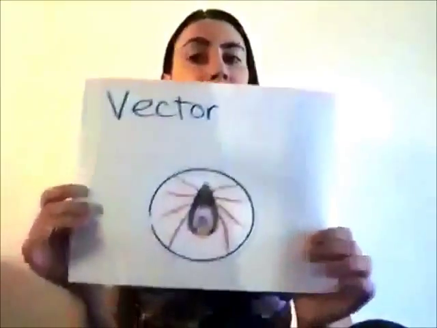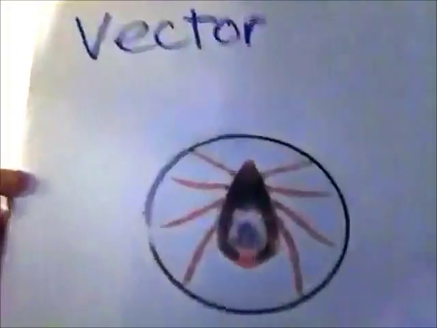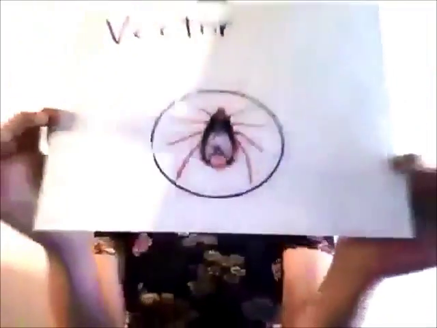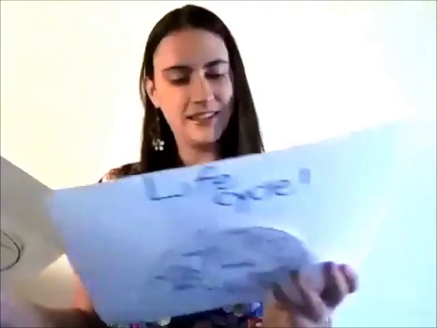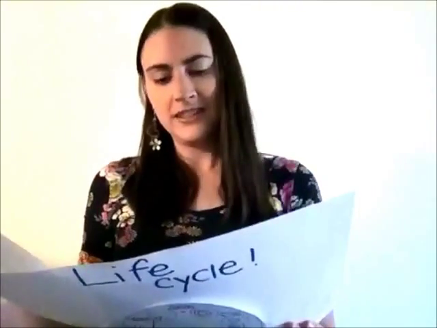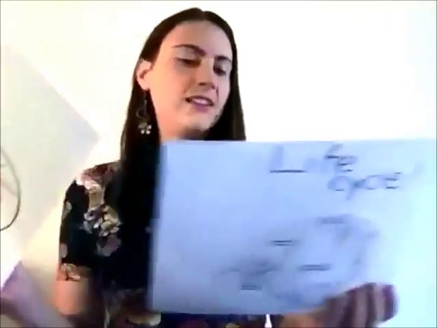So what transmits it? Well, its primary vector is the brown dog tick, and here's a lovely little picture of it right here. Its scientific name, let me see if I can pronounce this right, is Rhipicephalus sanguineus. And so that's its vector.